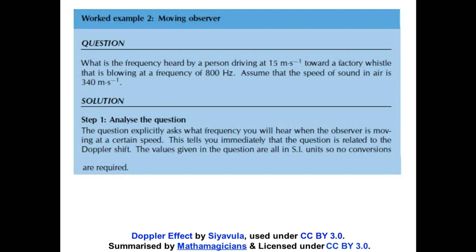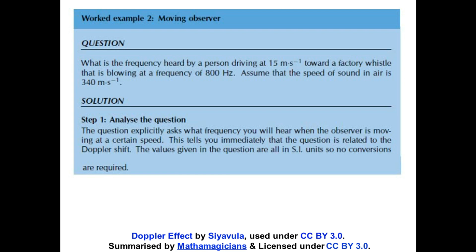In this video, first off, we're going to begin with a worked example with a moving observer. In the previous example, we looked at a stationary observer and a moving source. Here we're going to look at an example with a moving observer. Now the question reads: what is the frequency heard by a person driving at 15 meters per second towards a factory whistle that is being blown at a frequency of 800 hertz? Assume that the speed of sound in air is 340 meters per second.